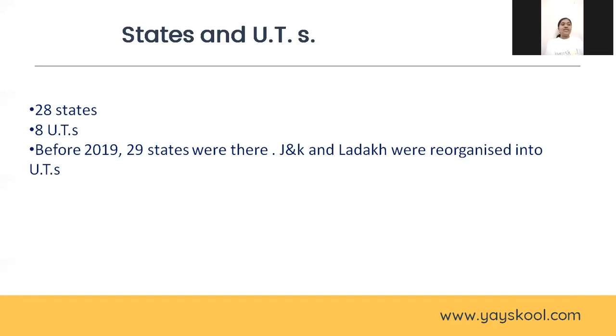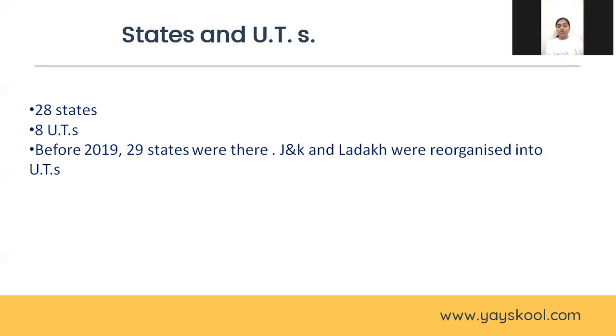What happens actually is we can reorganize states. That does mean we can divide them or we can join them. We have this provision under the constitution. And what happened is in the year 2019, Jammu and Kashmir was changed into union territory. So what happened? One state got removed from the list of states.